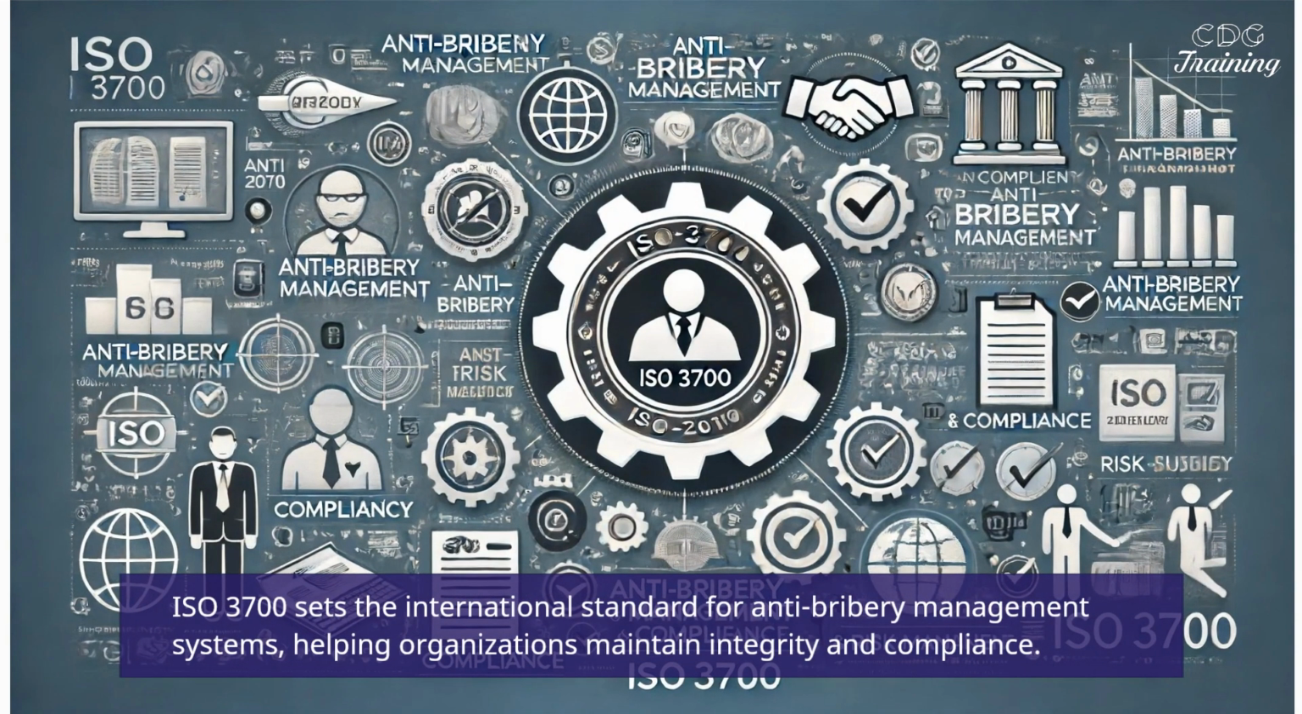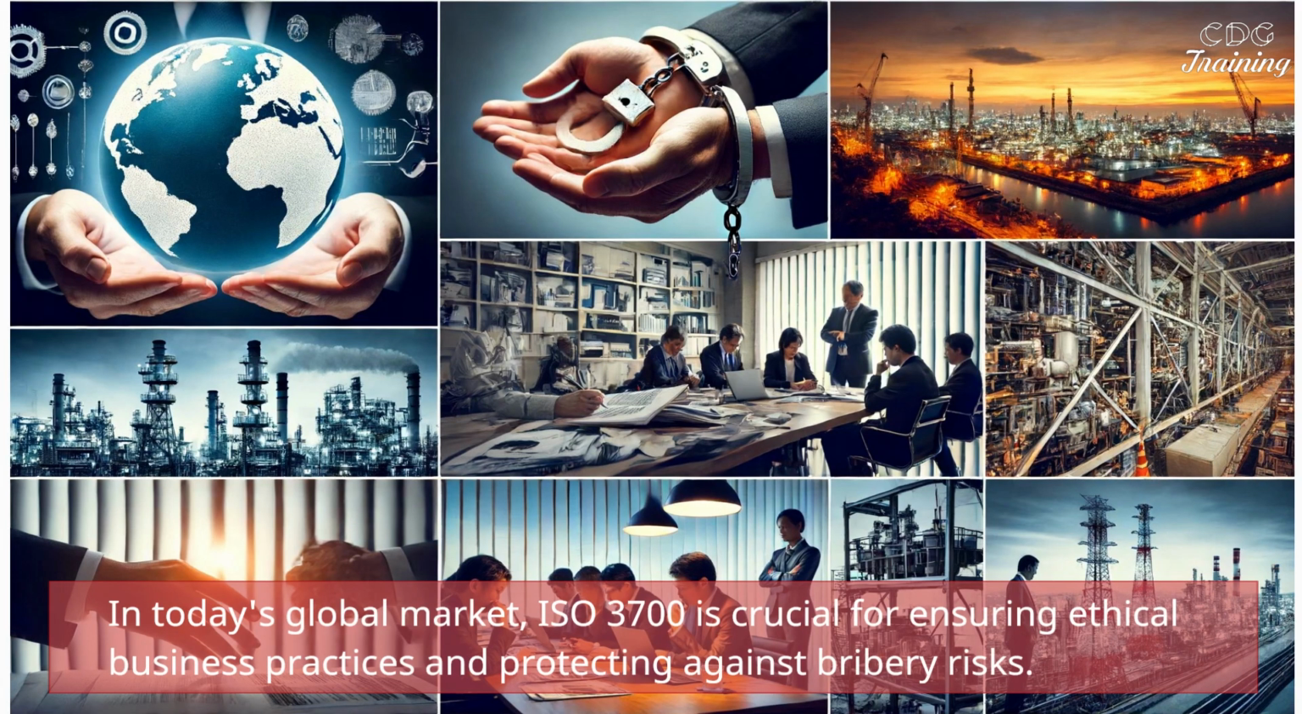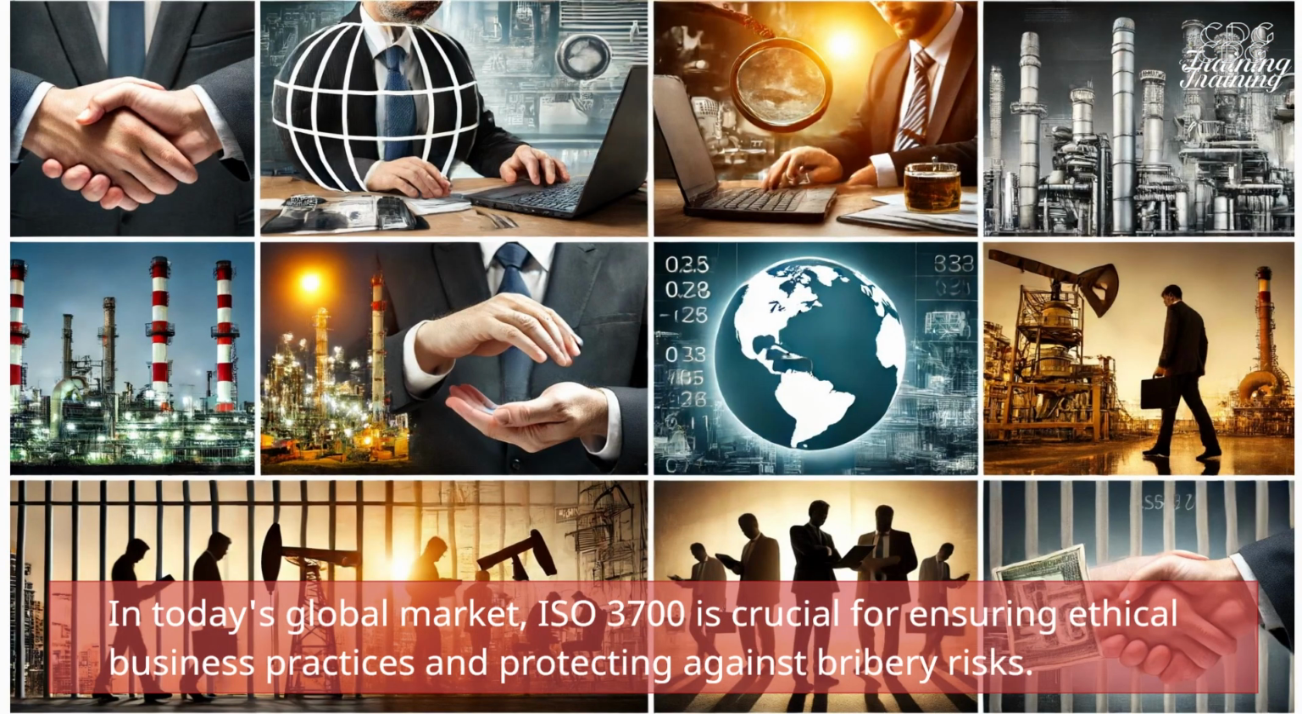ISO 3700 sets the international standard for anti-bribery management systems, helping organizations maintain integrity and compliance. In today's global market, ISO 3700 is crucial for ensuring ethical business practices and protecting against bribery risks.